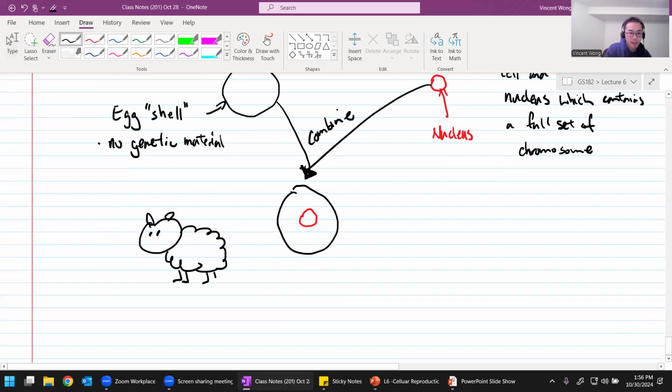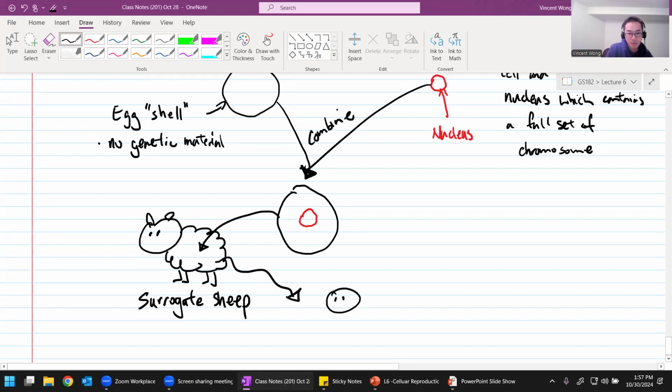To grow the egg. That's right, to grow the egg, right? So what do we call people, or in this case the sheep, that grows a baby for someone else? Surrogate. Yes, surrogate. So this is a surrogate sheep. Okay, and then after some gestation period, we have Dolly.